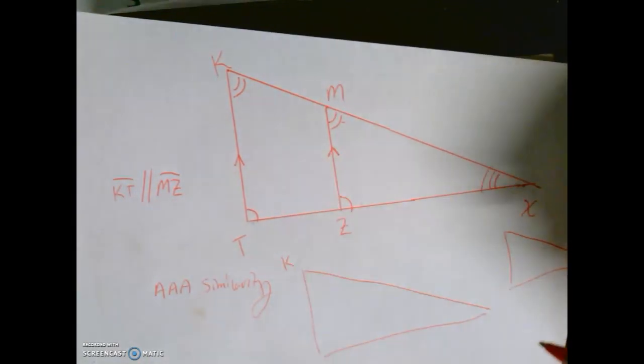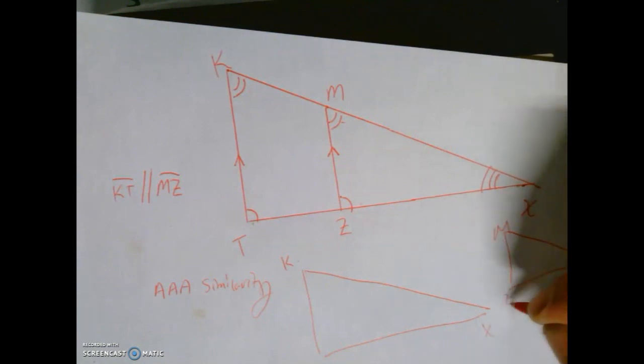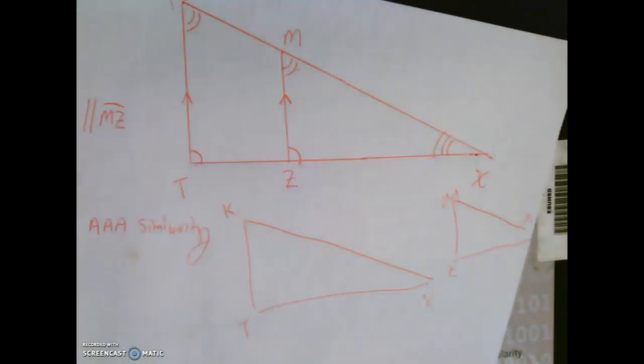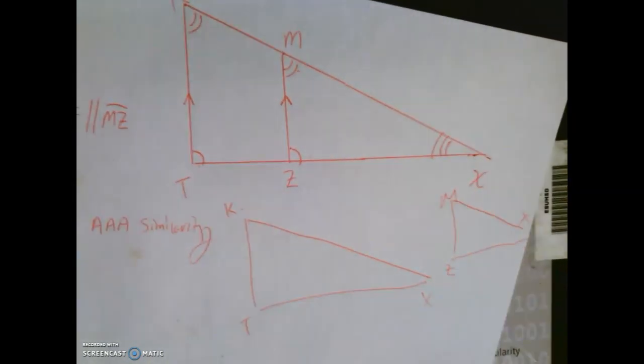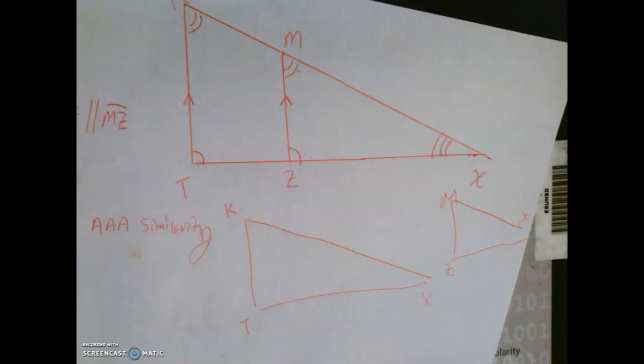And KT x would be the same as MZ x. I could draw those better, but that's the idea. The two triangles would be overlapping. So you can scale it up. It's 100% what we did with dilations. So we already did dilations when we were enlarging stuff on Desmos. That's what this is.